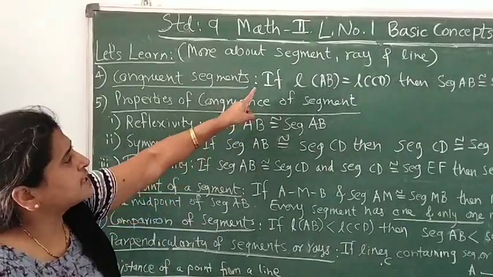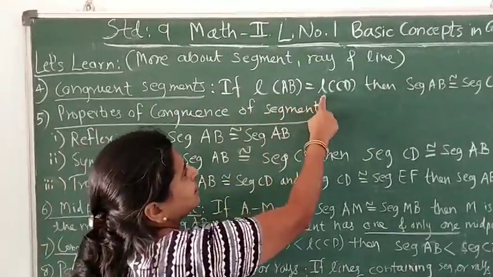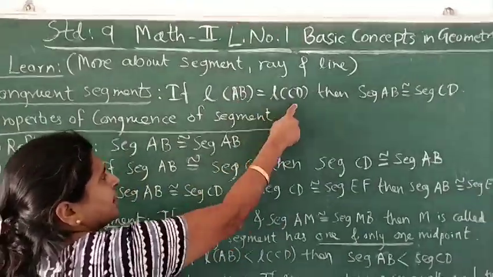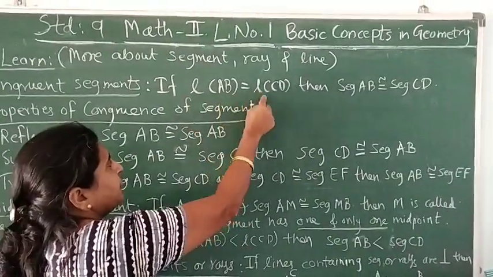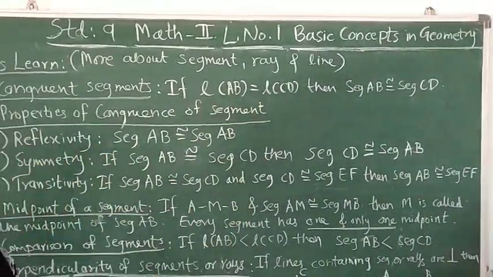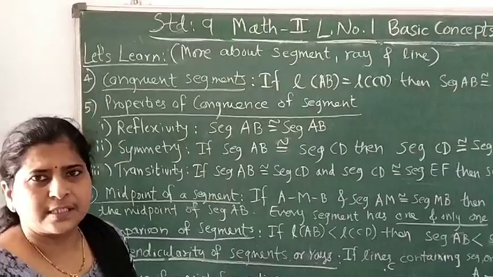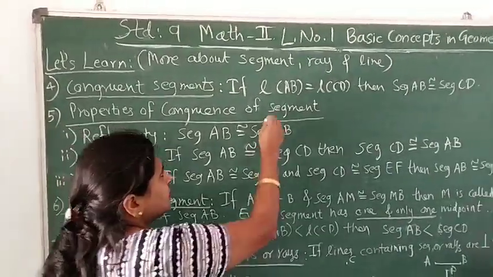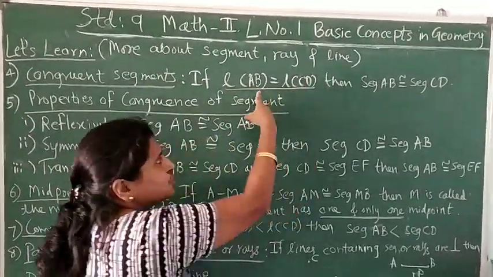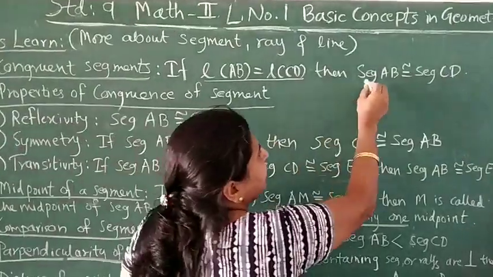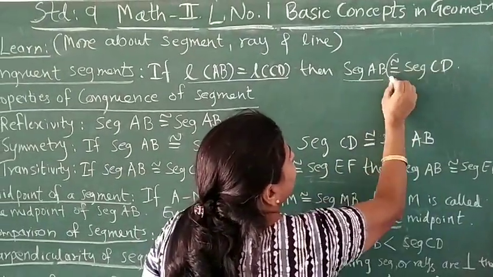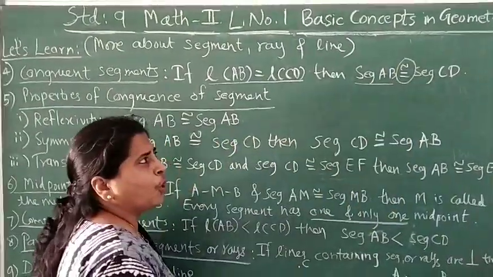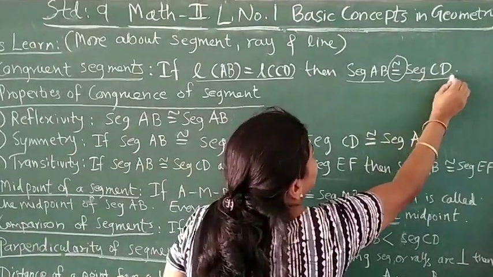So what is this? If length AB is equal to length CD, meaning there are two segments AB and CD, and if their lengths are equal, then we can say that the two segments are congruent. So this is the condition which should be fulfilled. Then we can say segment AB is congruent, this is the symbol of congruent, to segment CD.